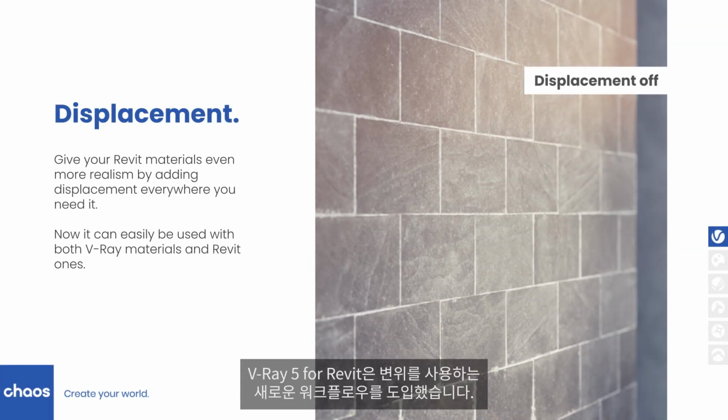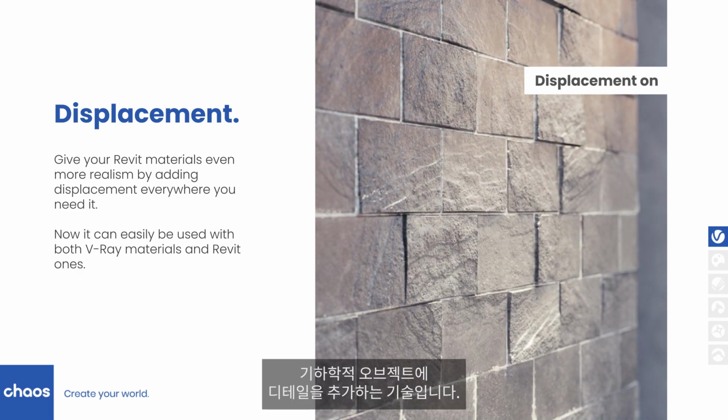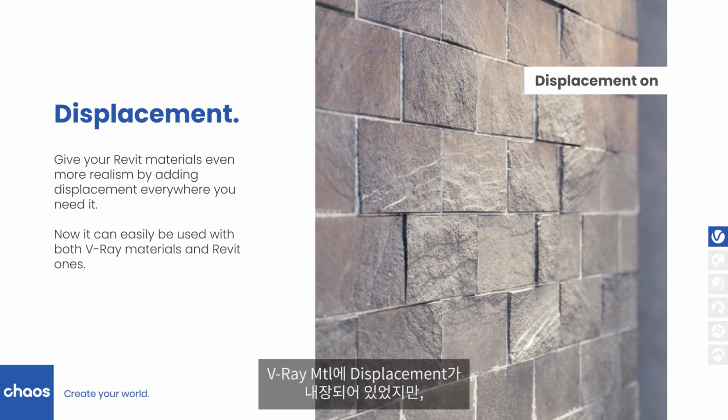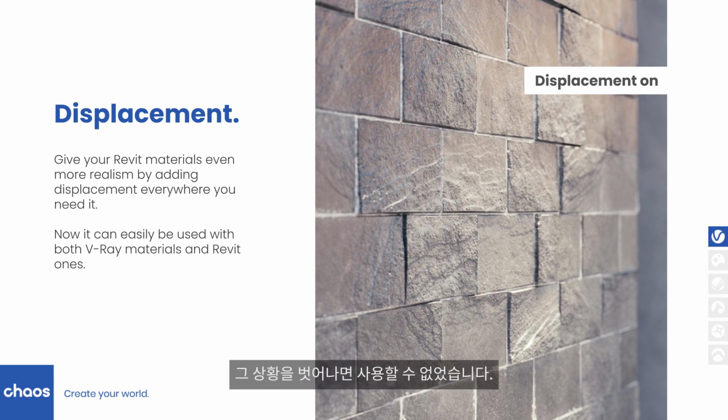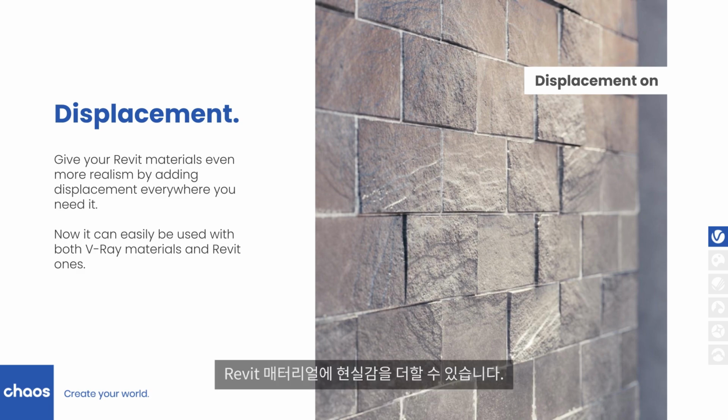We have also introduced a new workflow for using displacement in V-Ray 5 for Revit. Displacement mapping is a technique for adding detail to geometric objects without having to model it first. In previous versions of V-Ray for Revit, displacement was built into the V-Ray material, but could not be used outside of this context.